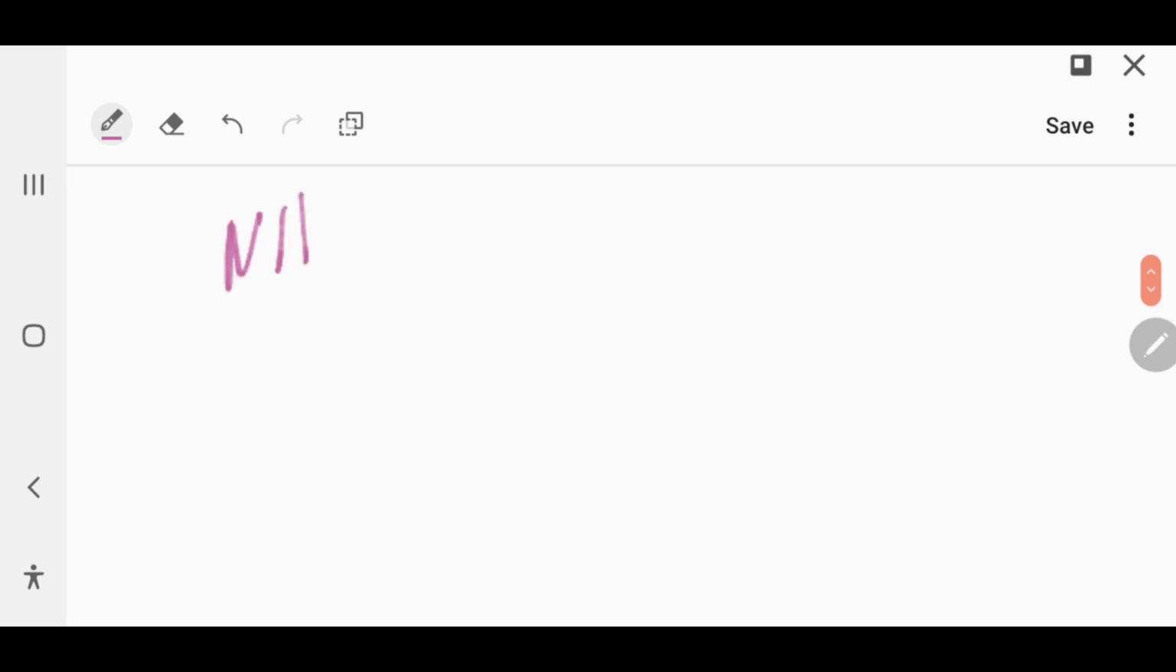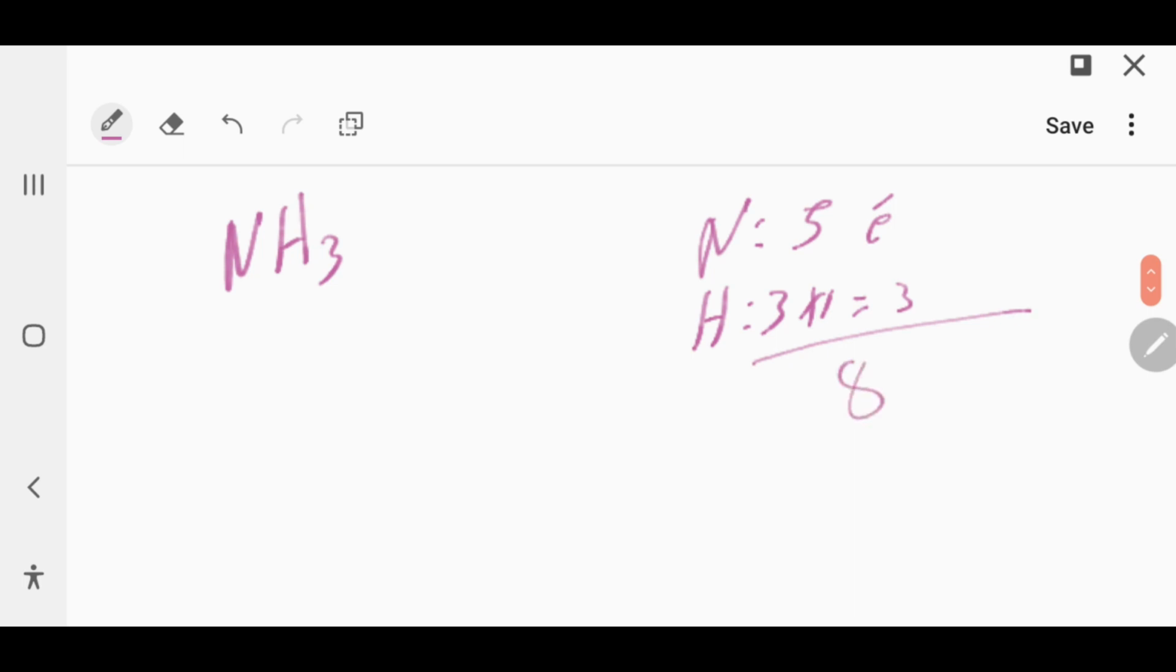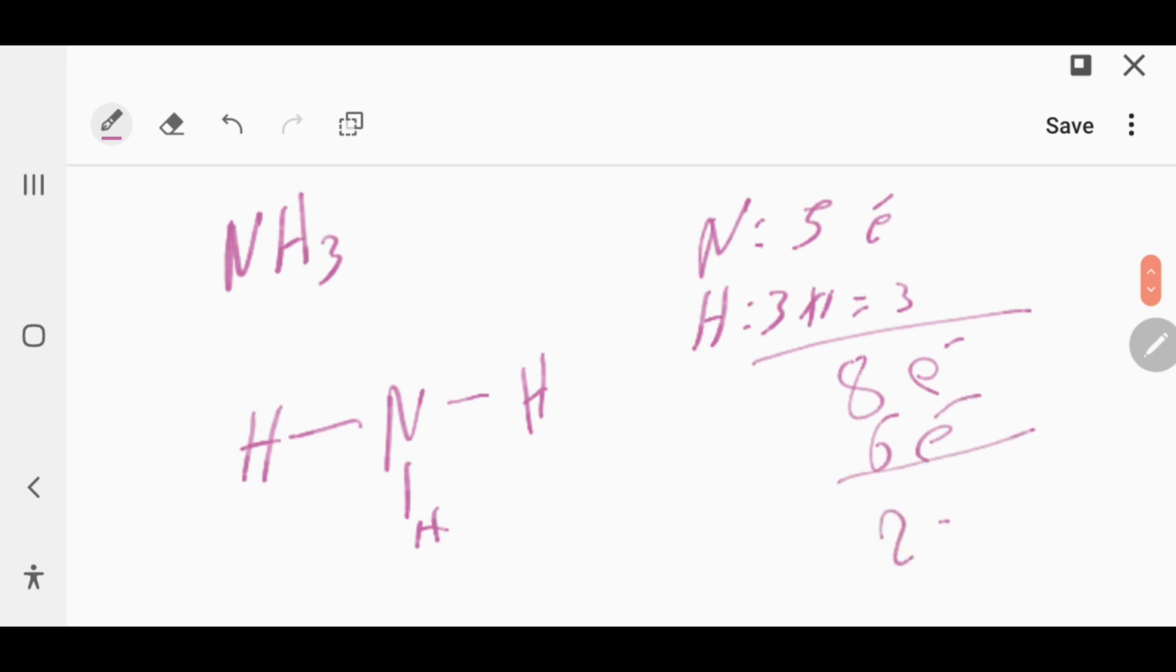NH3, as you know, nitrogen contains 5 electrons, and we have H with 3 times 1 electron equals 3. So the total is 8 electrons. So we'll start with N, H, H, H. So we consumed already 6 electrons. So we still have 2 electrons. And those 2 electrons finally, because hydrogen will not accept any more electrons, we will put the electrons here.